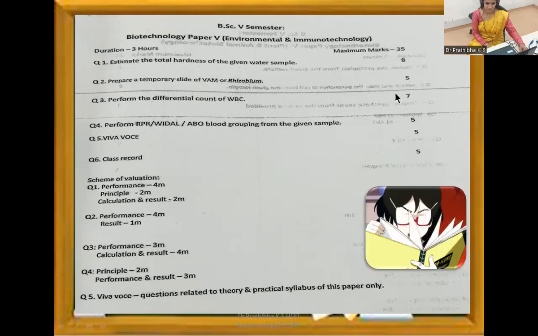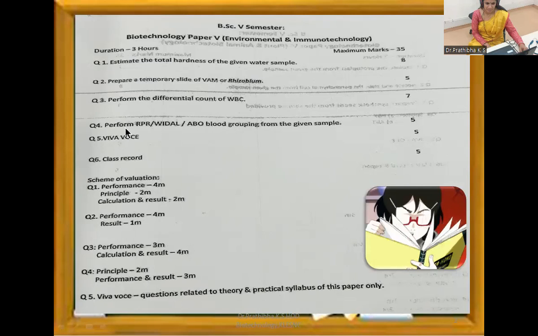Then question number 3, perform the differential count of WBC. This question carries 7 marks. Here in question number 3, performance 3 marks, calculation and result 4 marks. Again for this question, there won't be any principle or procedure. You need to just give the calculation and result.